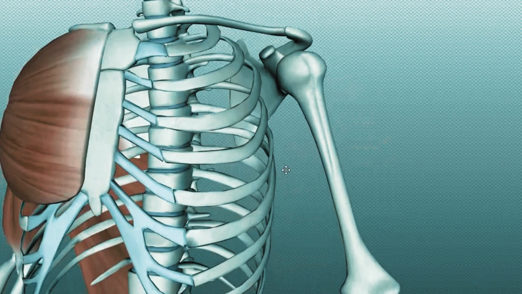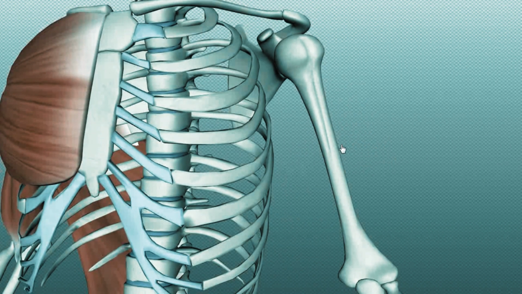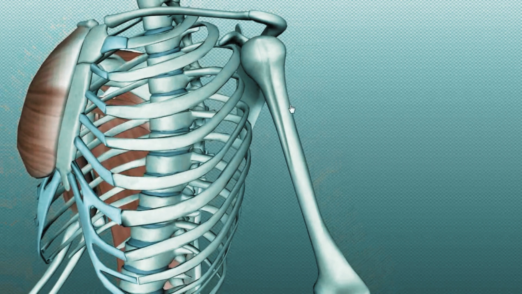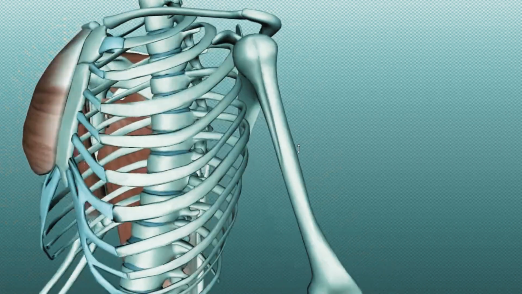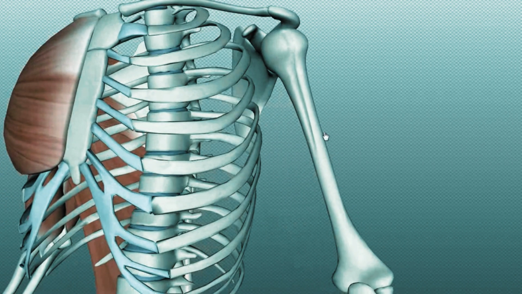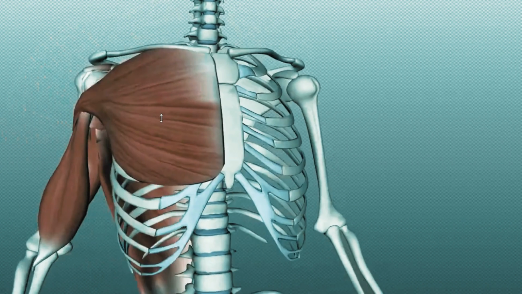Just a little bit inferior and lateral to the intertubercular sulcus, you've got a tuberosity on the side of the humerus, which isn't really shown very well here, but there is a tuberosity here where the deltoid muscle attaches, so it's known as the deltoid tuberosity.